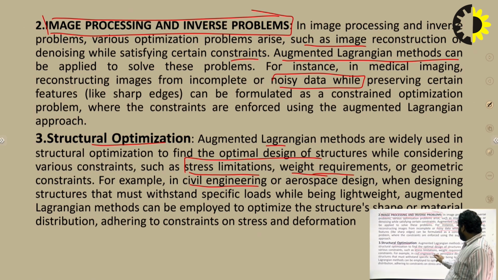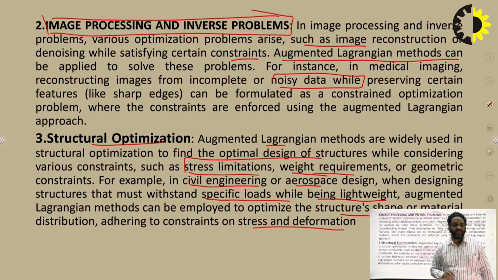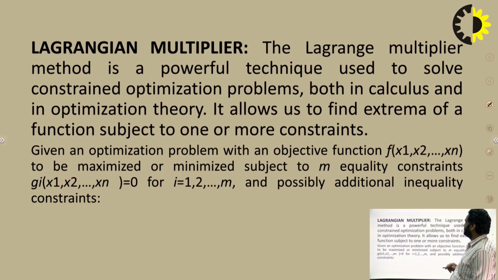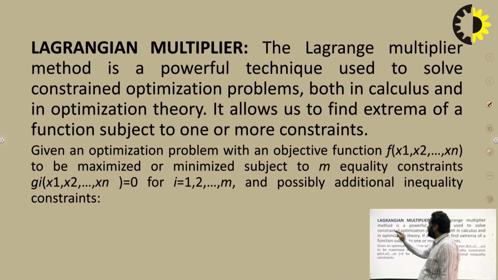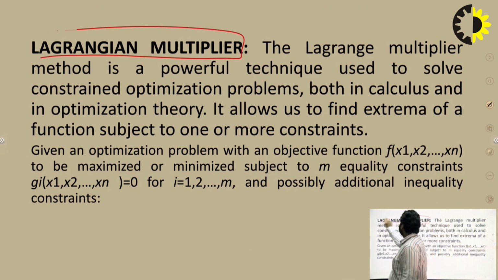Just like in civil engineering or aerospace design, where we design structures that must withstand a specific load while being light, the augmented Lagrangian method can be employed to optimize the structure, shape, or material distribution, adhering to constraints on stress and deformation. So you can see there are a number of constraints through which we need to find the optimization. These types of problems can be solved by augmented Lagrangian methods. Now our next topic is Lagrangian multiplier.